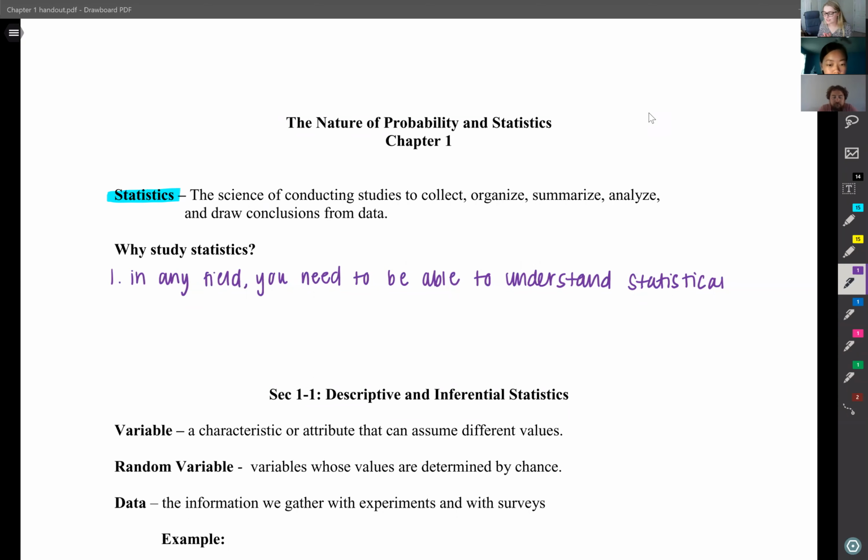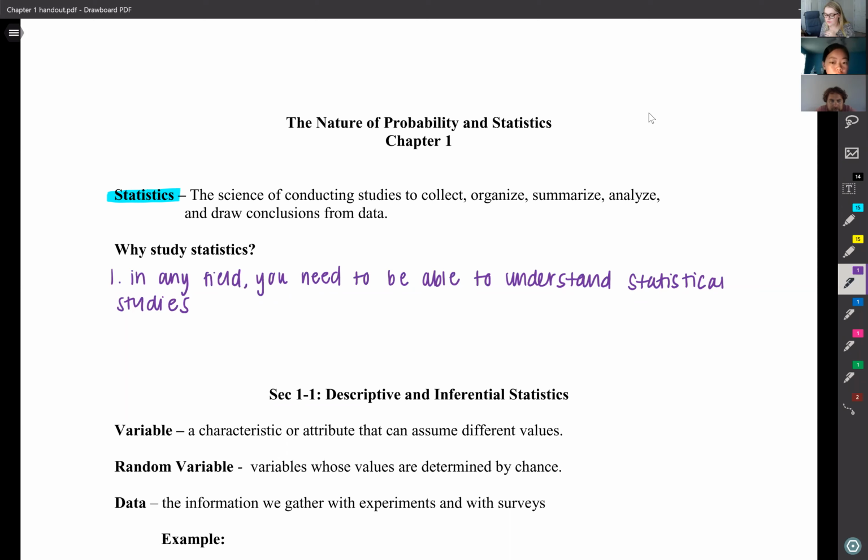So why study statistics? You need to be able to understand statistical studies. And that doesn't matter what field you're in. You could be in anything, like healthcare or business, and there will always be statistical studies that you need to be able to understand. Knowing vocabulary and maybe the method behind how a study was done will really help you be able to use that information in your job or your future career.